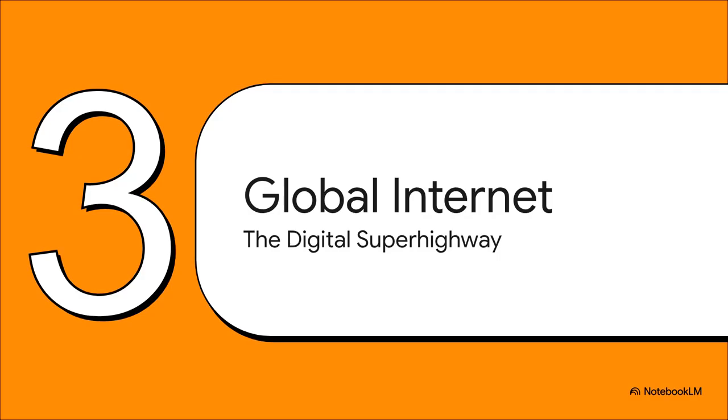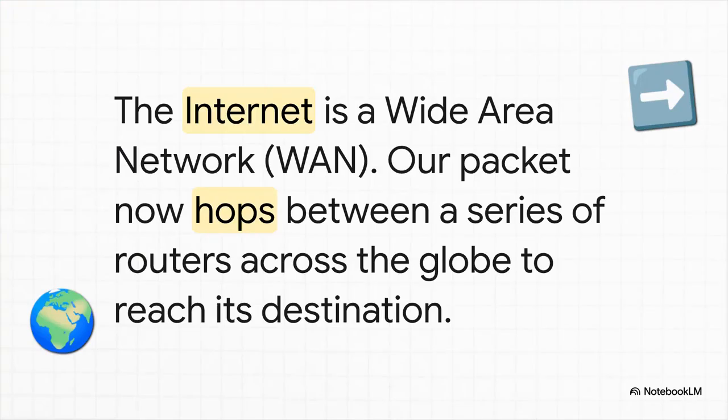And now for the main event. Our packet has left the quiet residential streets of your home network and is now merging onto the busiest, most complicated highway system ever built by humankind, the internet itself. See, the internet is what's known as a wide area network, a WAN. It's this massive web connecting devices across huge distances, and our packet isn't going to travel in a straight line. Nope, it's going to hop from router to router to router, zipping through fiber optic cables buried deep under the ocean at almost the speed of light. And each little hop gets it closer and closer to that server with our cat video.